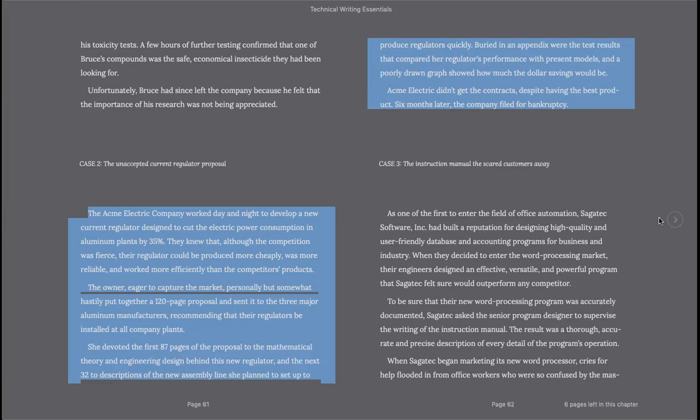What they wanted to do was basically get the project before other companies got it. Their problem started when they were putting together the 120 pages for the aluminum manufacturers without really double-checking. And then the owner devoted the first 87 pages and let the next 32 descriptions be assembled.